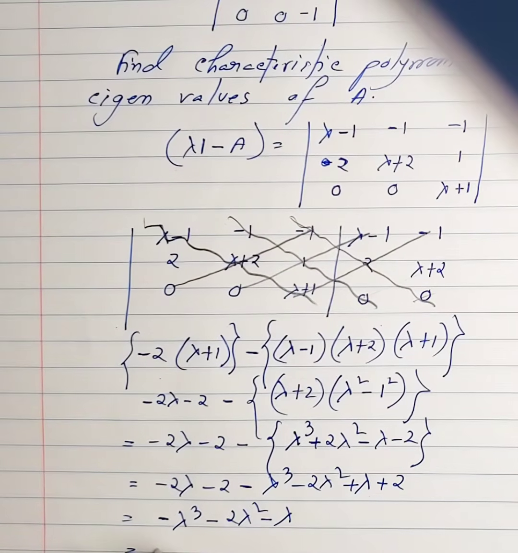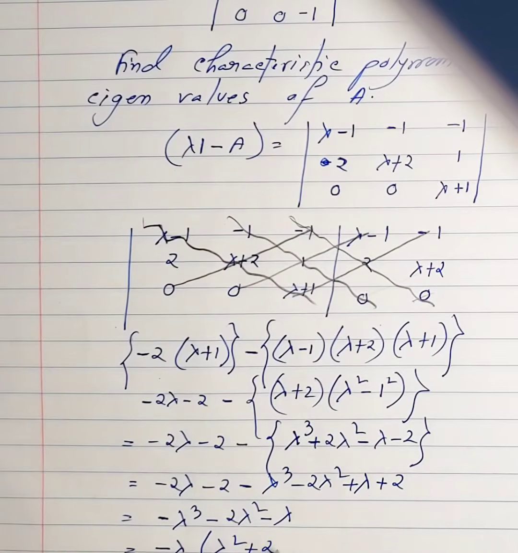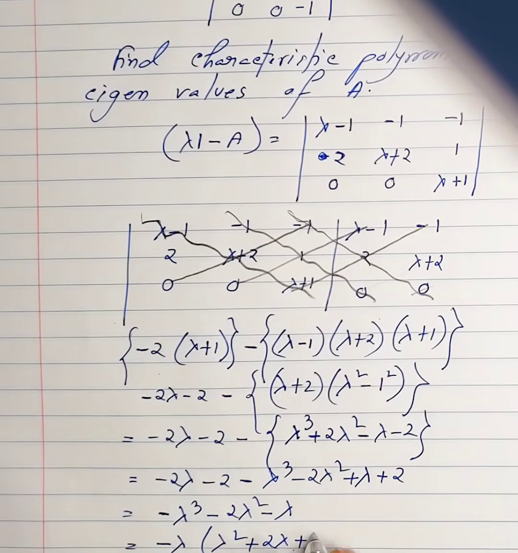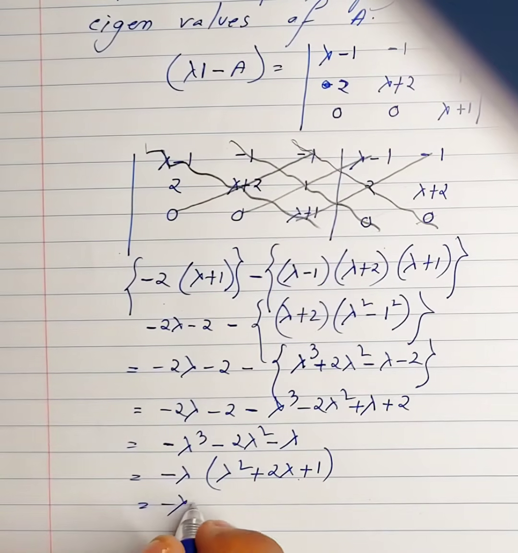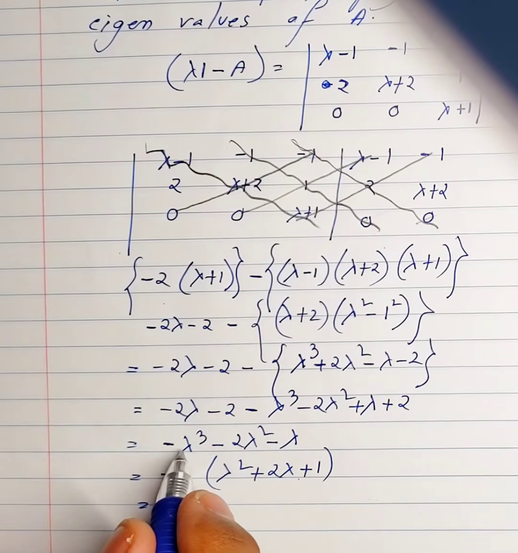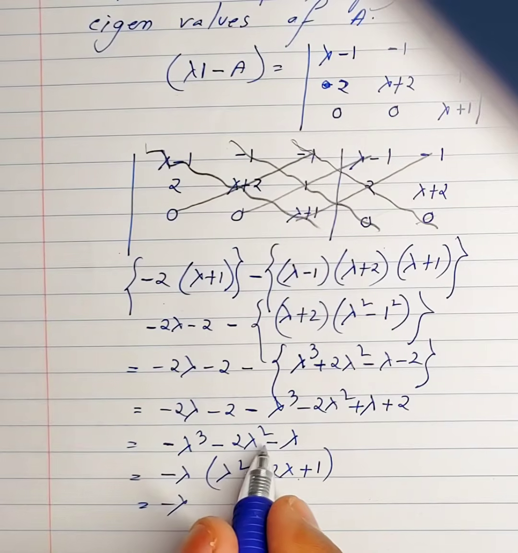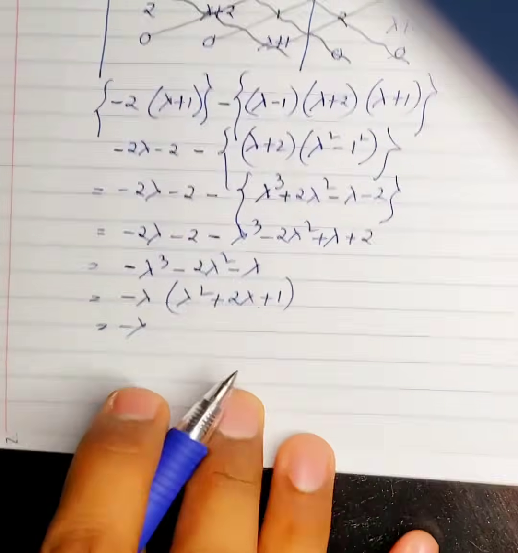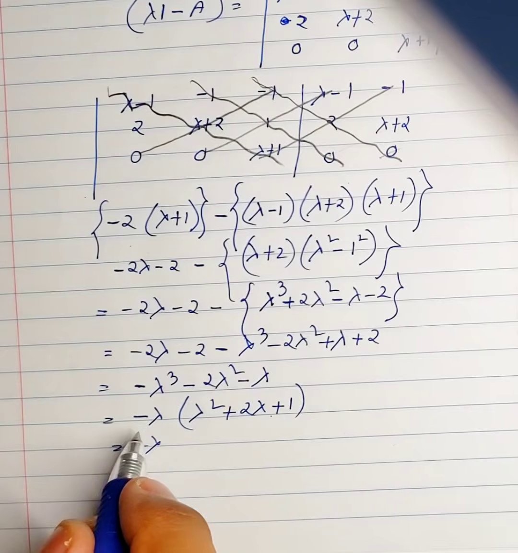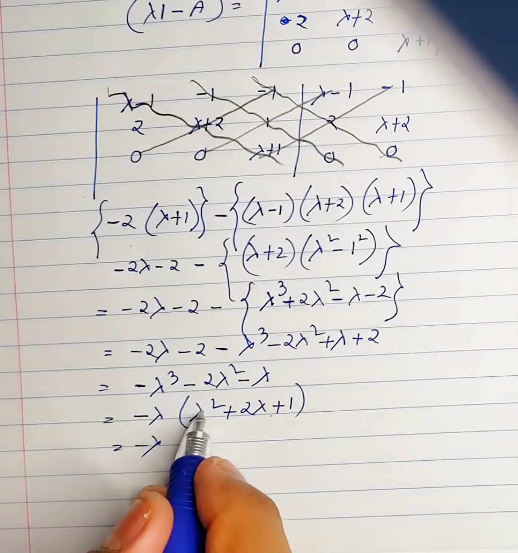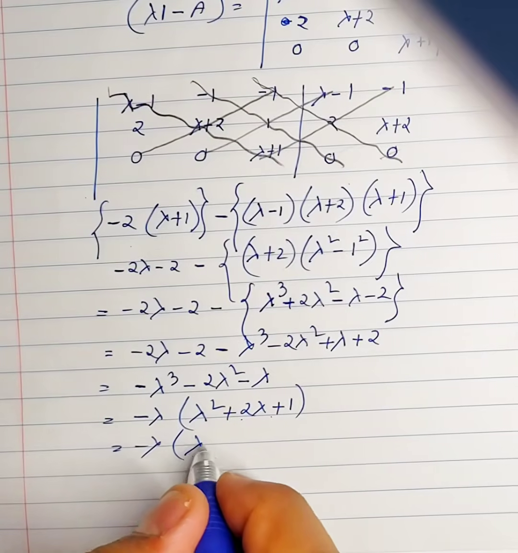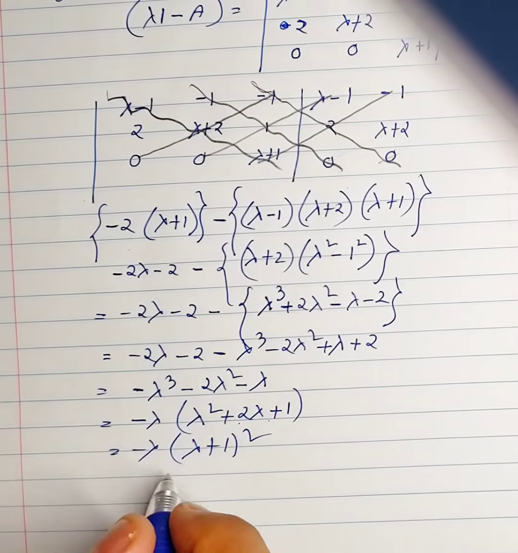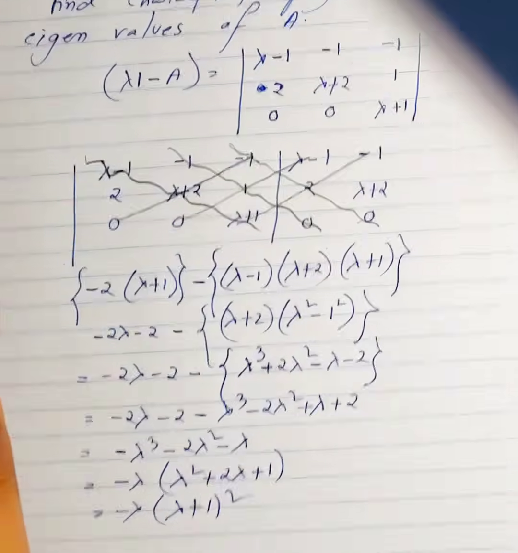And if you separate the negative lambda here, factoring it, you're getting lambda squared plus 2 lambda plus 1, and now this gives you lambda plus 1 squared. So this is your characteristic polynomial of this matrix A.